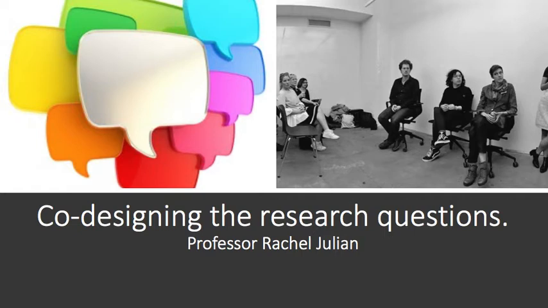We want to be able to find a way in which the expert local knowledge of the community and their wish to participate and have some ownership can be combined with the skills and expertise of a researcher in knowing what is possible and what is likely to be possible within a research project. We might need to think about where the data is and if it's possible to get hold of it.